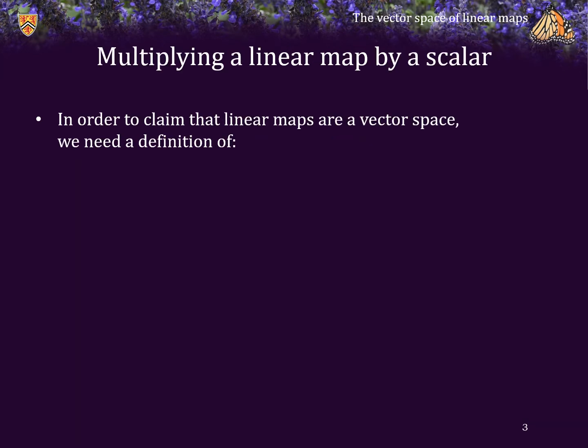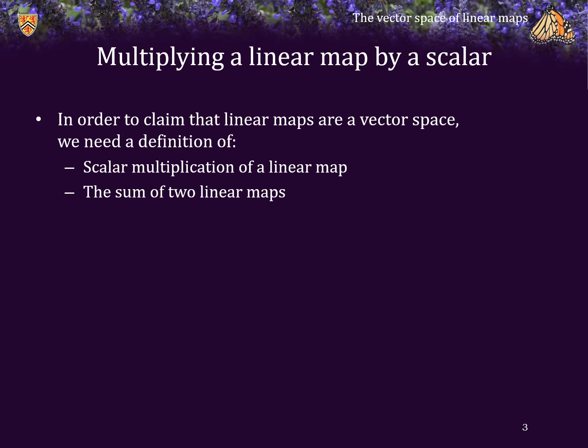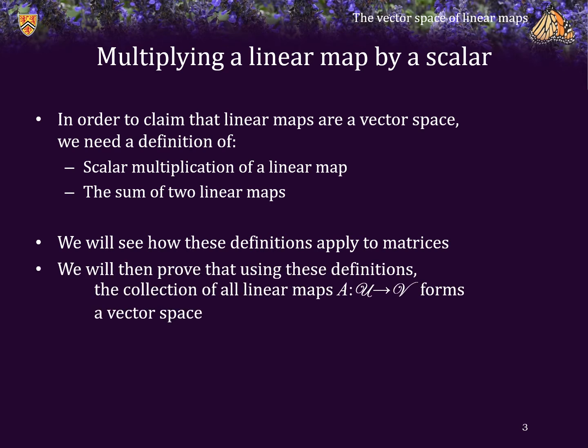Now, in order to claim that a collection of linear maps forms a vector space, we need a definition of a scalar multiple of a linear map and the sum of two linear maps. We will see also how these definitions apply to matrices. We will then prove that using these definitions, the collection of all linear maps A that map a vector space U onto a specific vector space V forms a vector space.